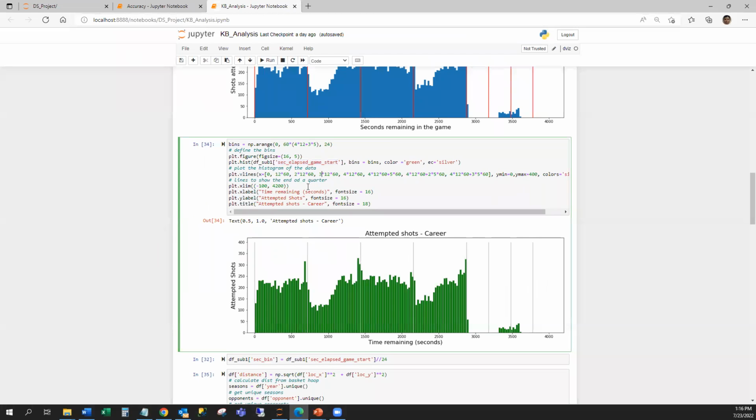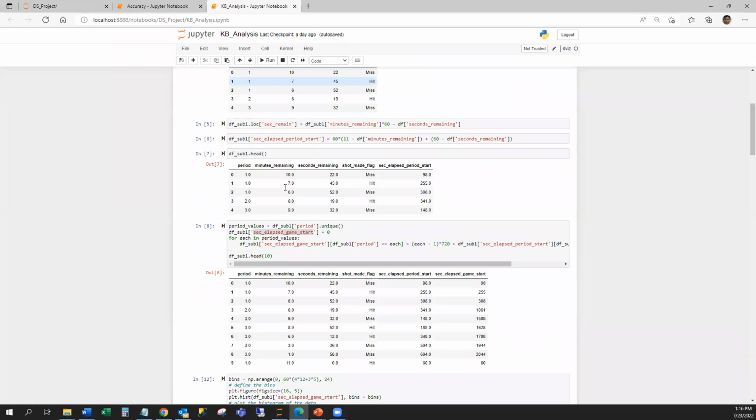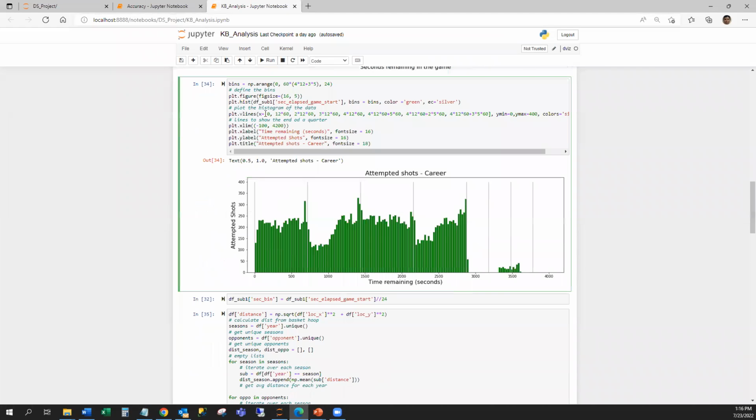This is the Jupyter notebook I used. Data load and all those are included, and then I built the chart. I used the bins and histogram and the figure size, and then binned the data in it.